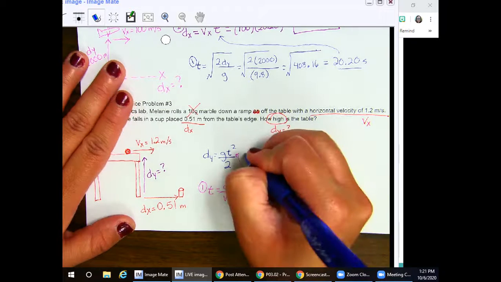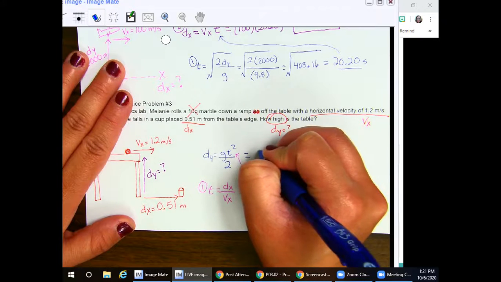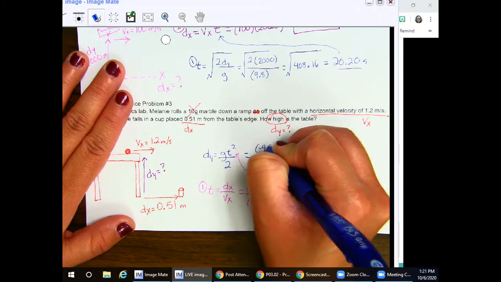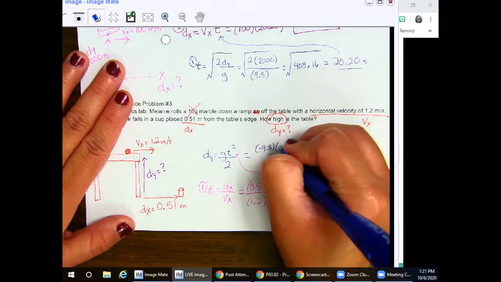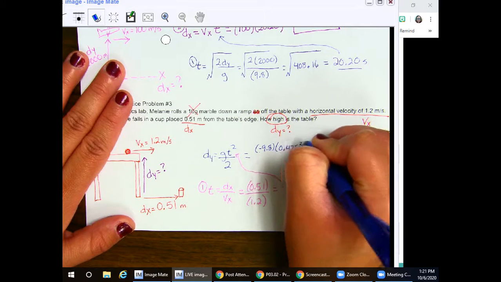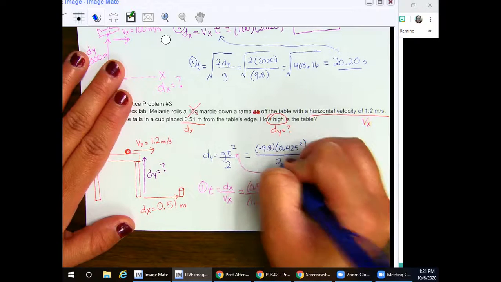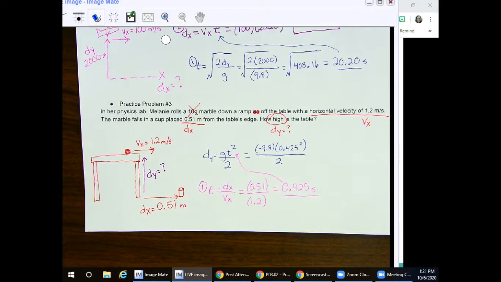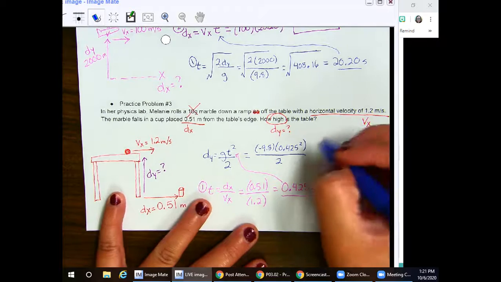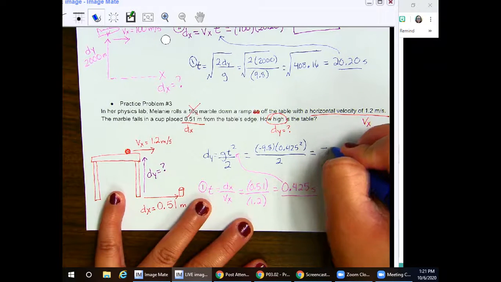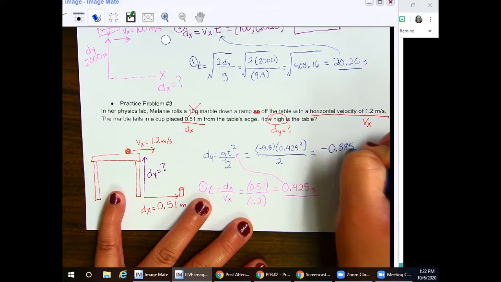So plugging it into our formula, g is negative 9.8 multiplied by time, which is 0.425, squared, over 2. When you plug it into your calculator, make sure you only square time. Do not square anything else. So 0.425 squared times negative 9.8 divided by 2. Your dy should be negative 0.885 meters.